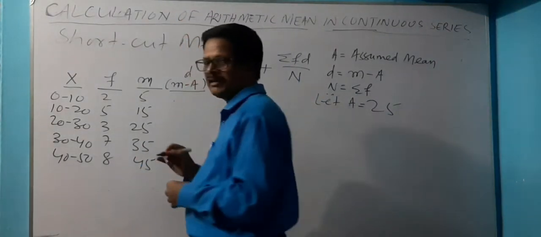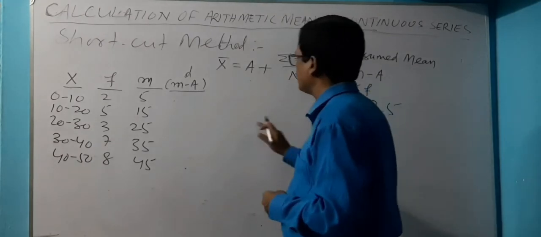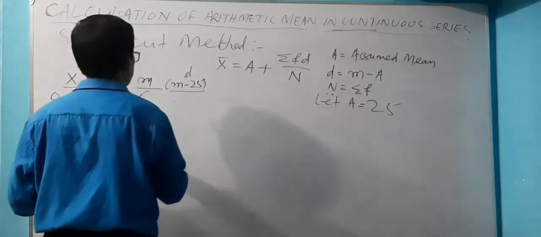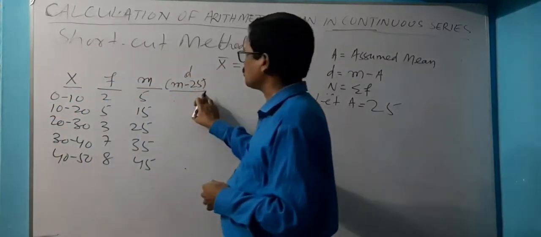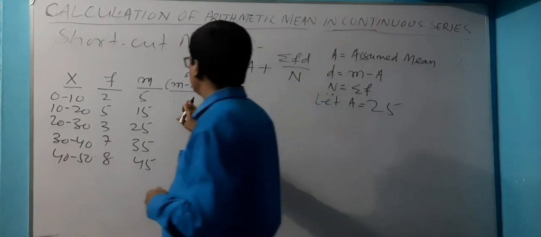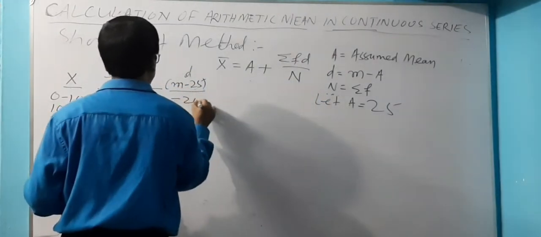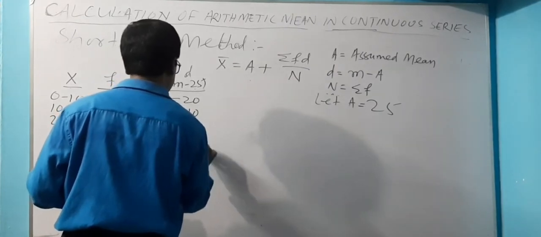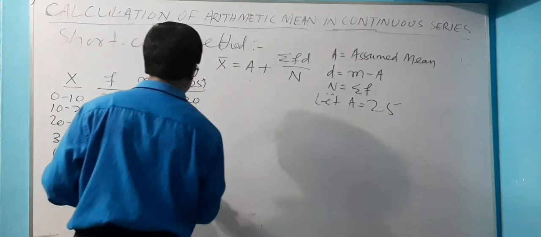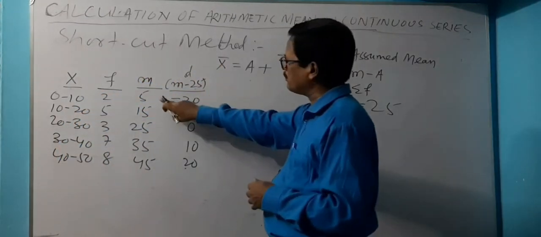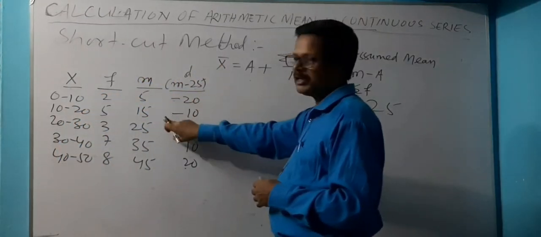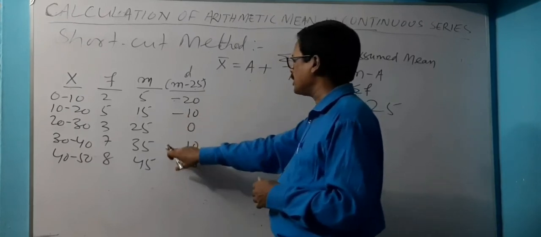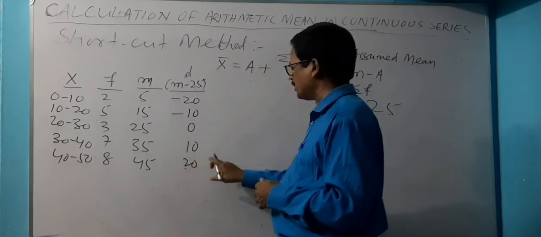So D means M minus A. For example, we will take A equal to 25. Now calculate M minus 25. That is minus 20, minus 10, 0, plus 10, plus 20. Okay. M minus 25: 5 minus 25 is minus 20. 15 minus 25 is minus 10. 25 minus 25 is 0. 35 minus 25 is 10. 45 minus 25 is 20.